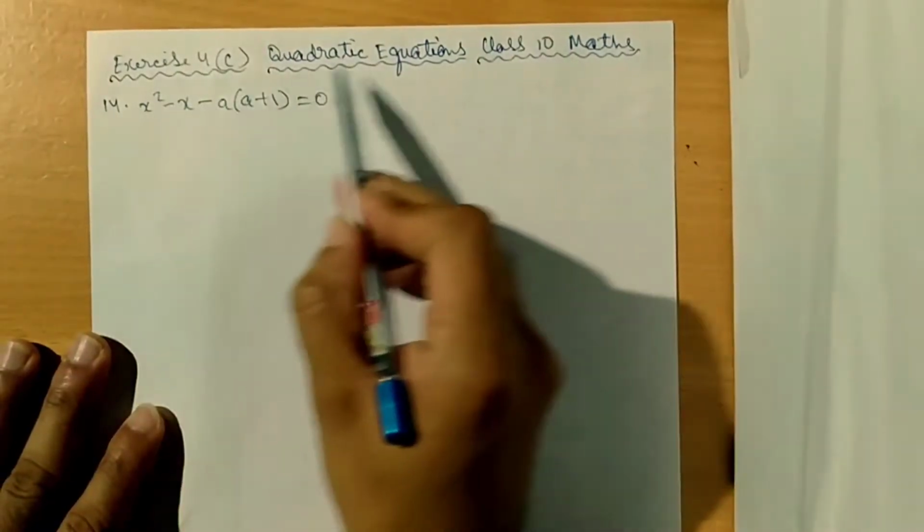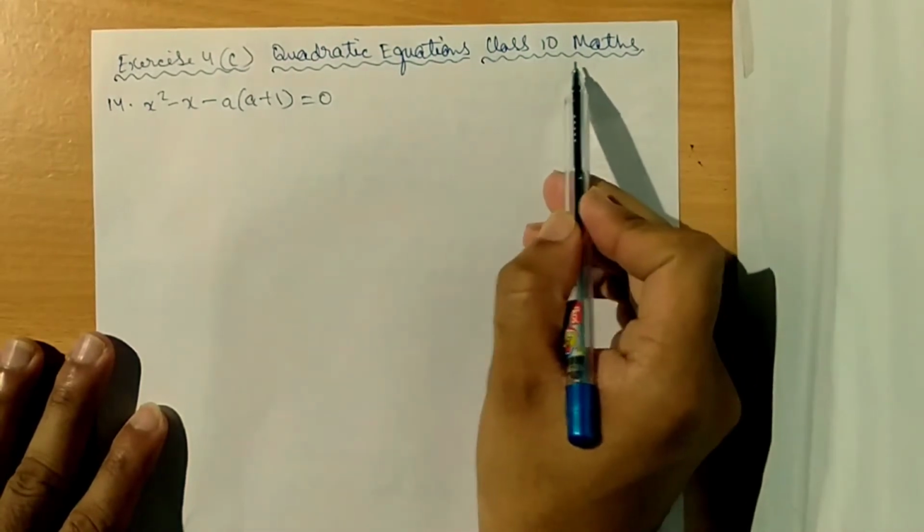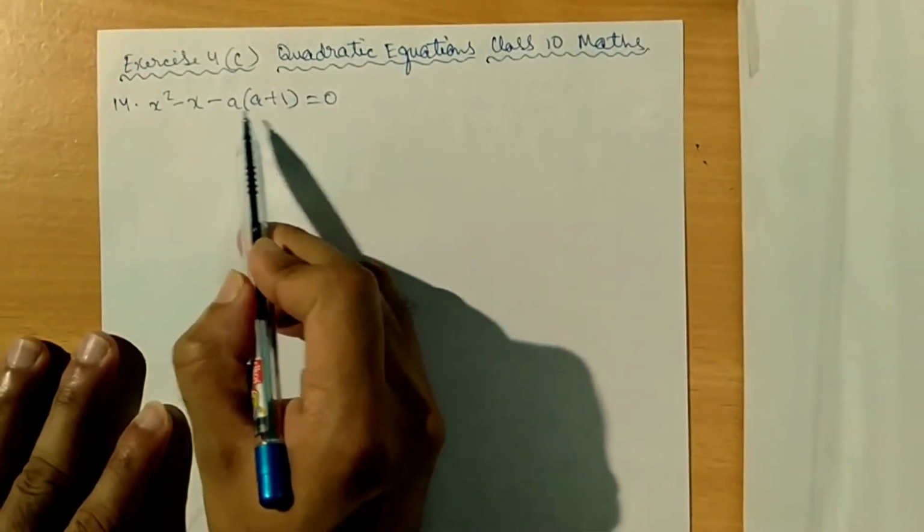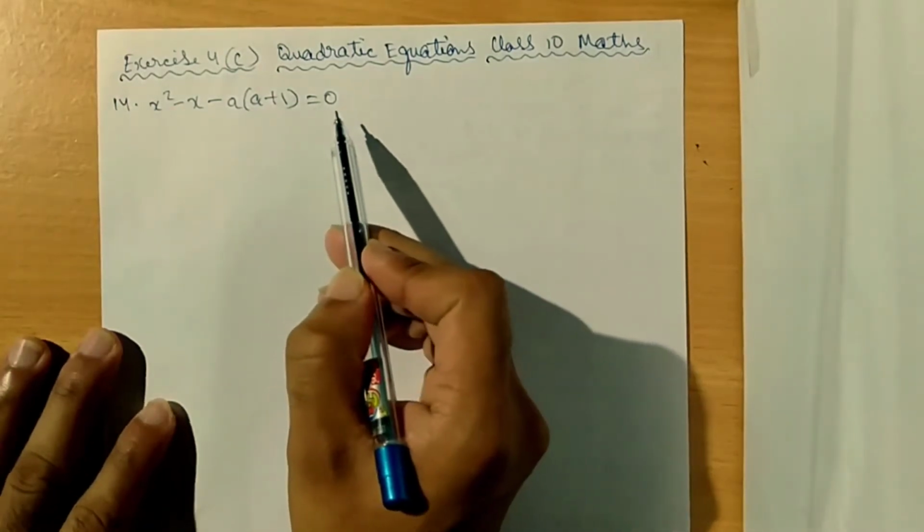Exercise 4C, Quadratic Equations, Class 10 Maths. Question number 14. X squared minus x minus a into a plus 1 is equal to 0.